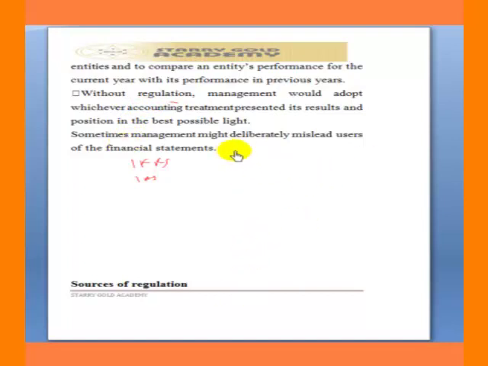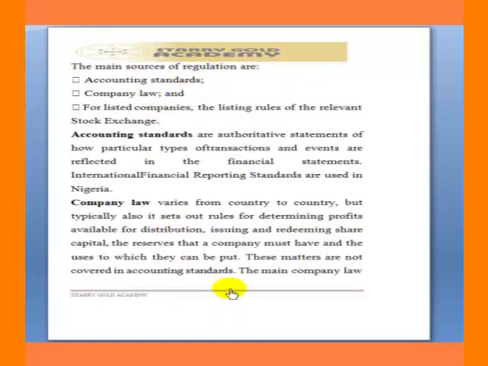Having discussed this, the next thing I want to discuss is the sources of regulation. What are the sources of regulation? Basically, there are three main sources of regulation. The first one is the accounting standards. The accounting standards are made up of our IFRS, our IAS, our IFRIC and SIC, and finally our conceptual framework, which I am going to discuss in detail. Those are what make up our accounting standards.